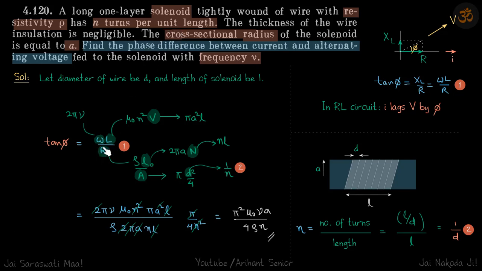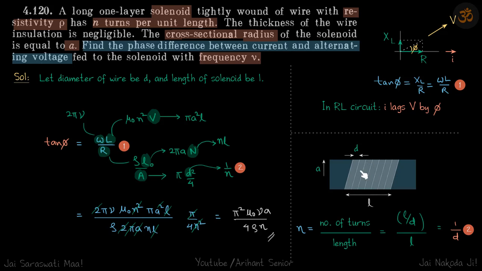So frequency is given, so omega will be 2 pi nu. L is mu naught n square V for a solenoid. n is given to us, V will be pi a square l. We are just assuming that the diameter of the wire is d and the length of the solenoid is l. So in that case, V will be pi a square l.